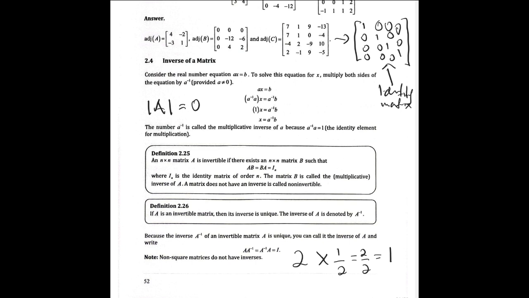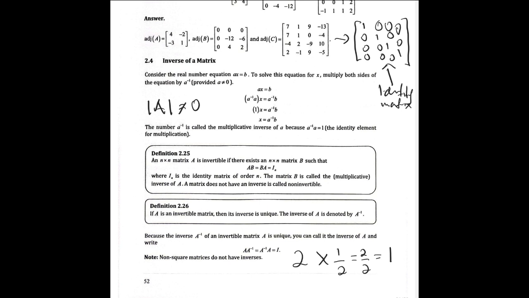But if the calculation of the determinant gives you a value that is not equal to 0, it is an indicator that the matrix is invertible. That matrix can be reversed. That matrix can be undone.